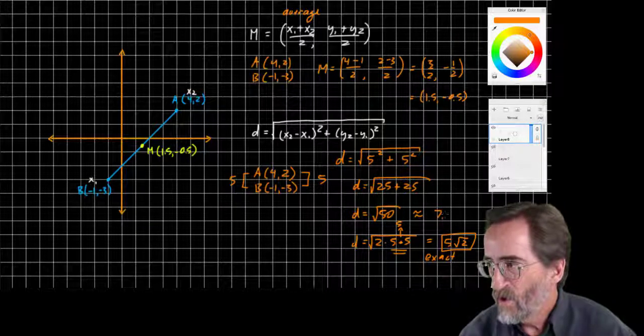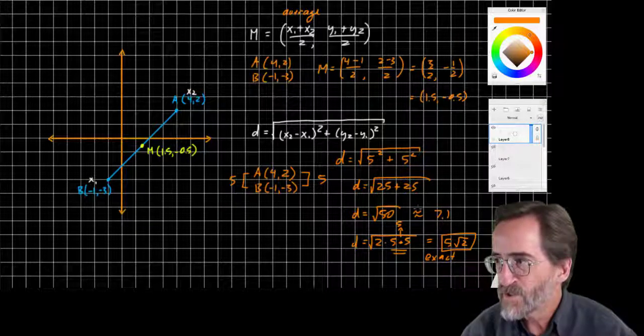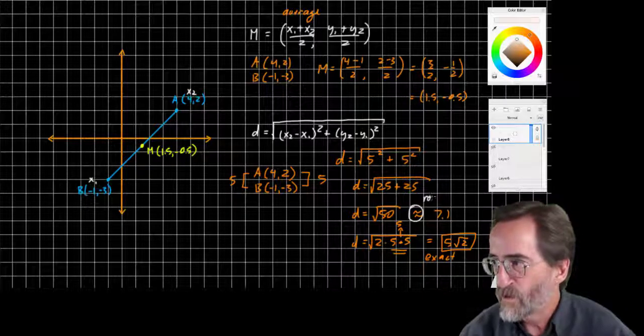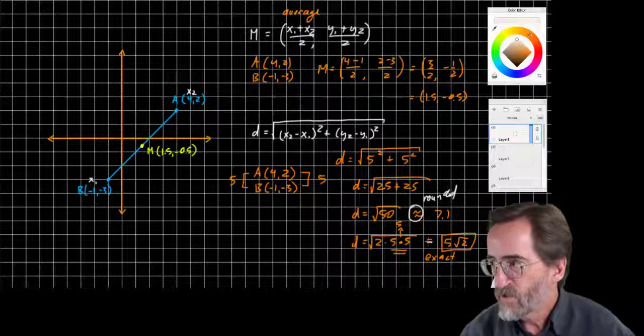7.1. Notice, by the way, I use a wavy equal sign. That means approximately equal to, that there was some rounding. And this is exact. These are equal because they are exactly the same.